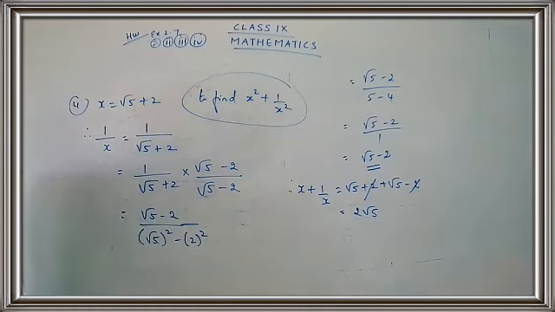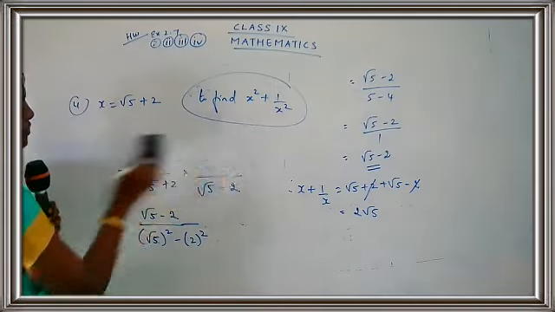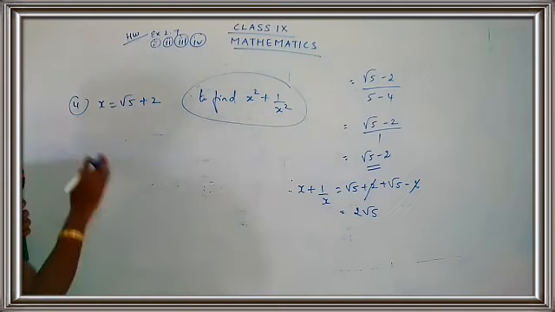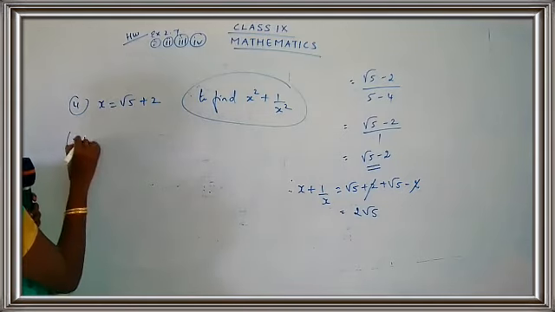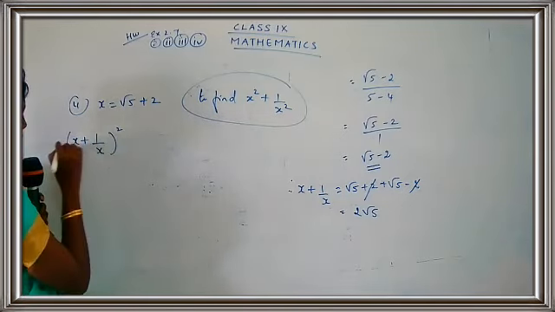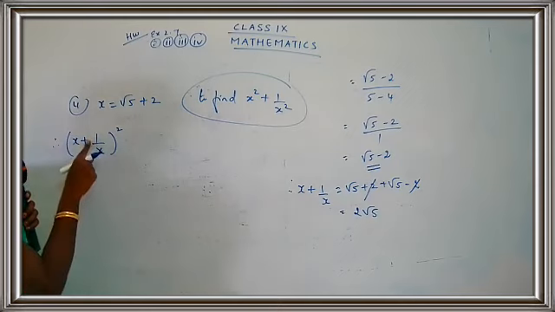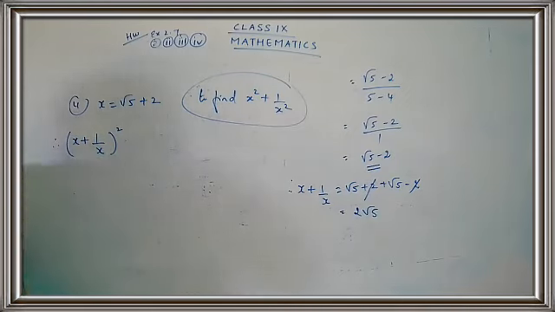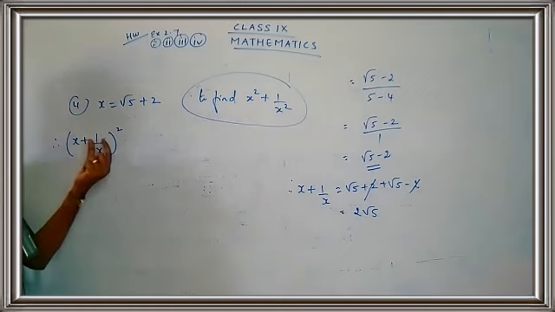Okay, children. Now I'm just going to apply a formula over here. I'm just going to square both sides. You see here, I'm going to find out x plus 1 by x the whole square. a plus b the whole square. What formula are you going to use here? a plus b the whole square. What is a here? a is x. And what is b here?